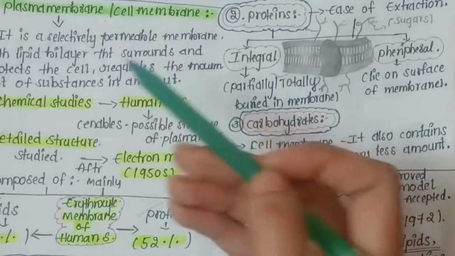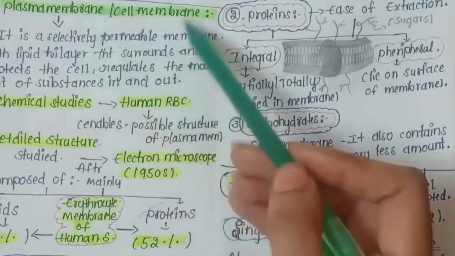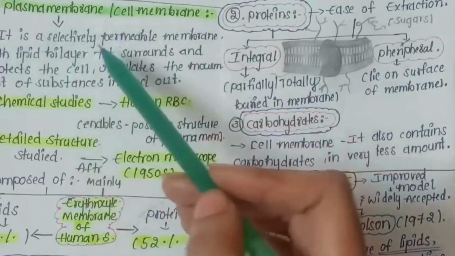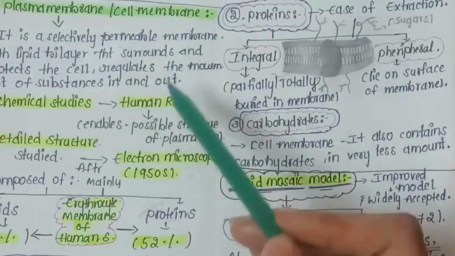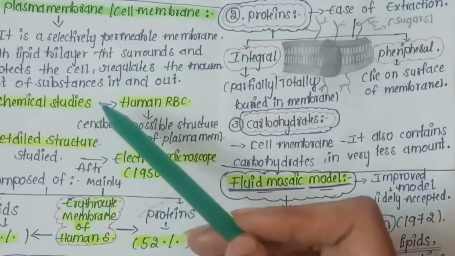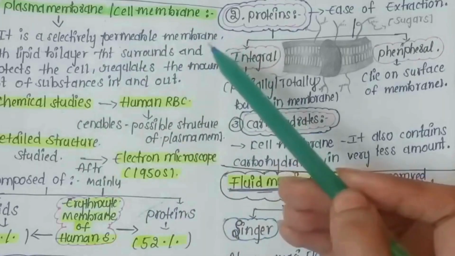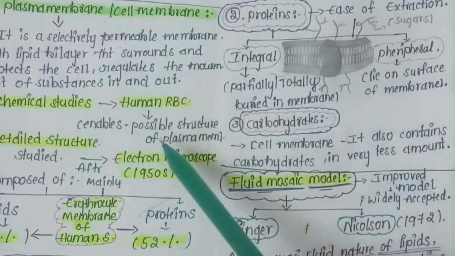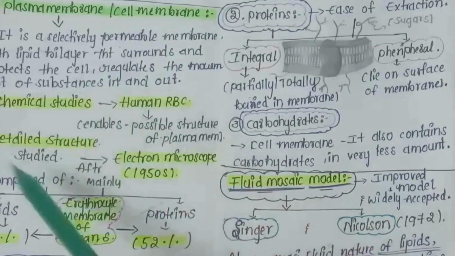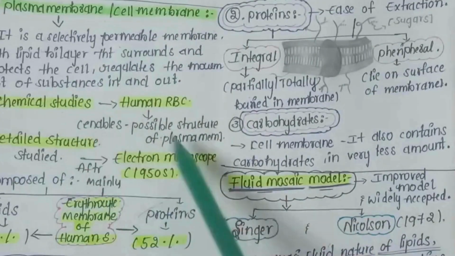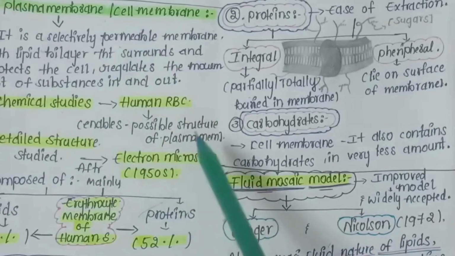Let's discuss the structure of the plasma membrane, which is also known as the cell membrane. As we all know, it is selectively permeable in nature. It regulates the movement of substances in and out and interacts with the outside world. The structure of the plasma membrane was studied on the human red blood cell, and the detailed structure was studied after the invention of the electron microscope in the 1950s.